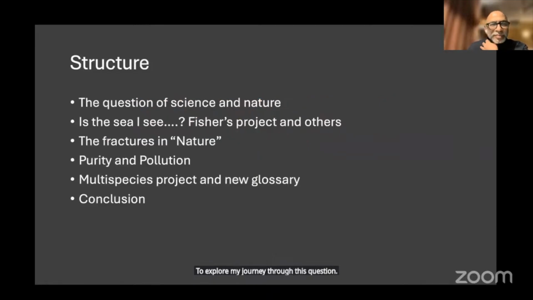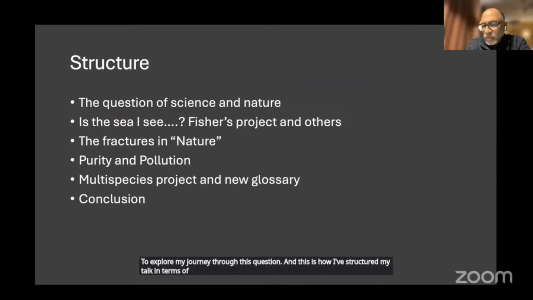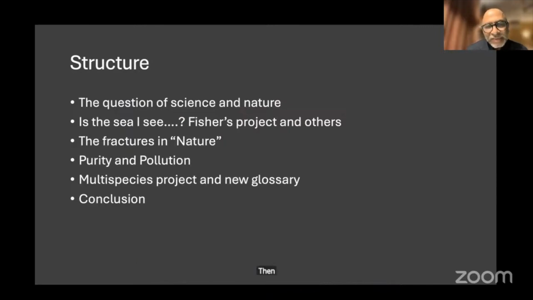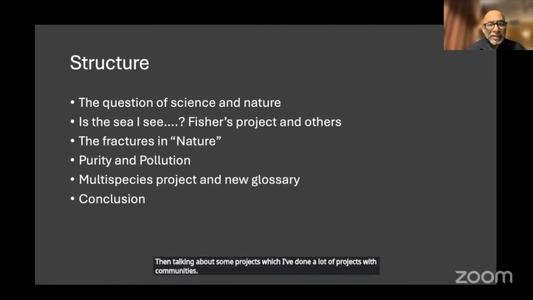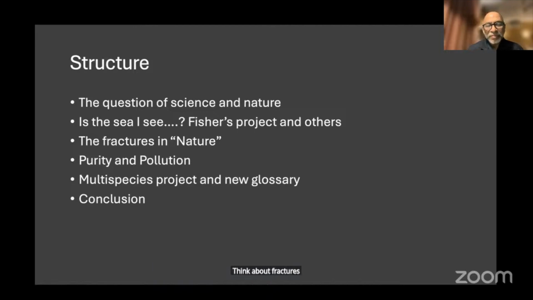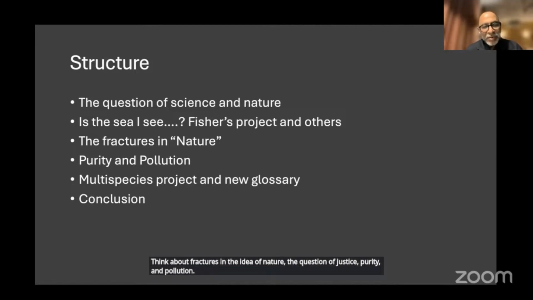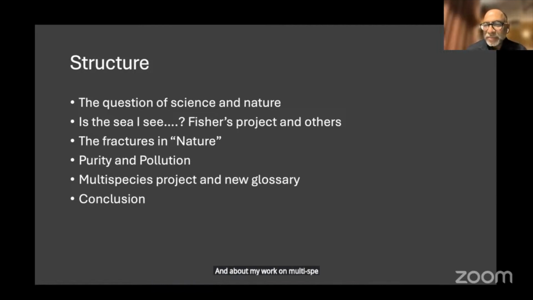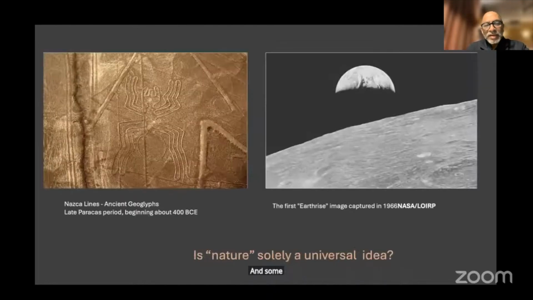And this is how I've structured my talk in terms of what you will hear from me today: the question of science and nature, then talking about some projects which I've done with communities, thinking about fractures in the idea of nature, the question of justice, purity, and pollution, and about my work on multi-species entanglements and the new glossary around it, and some conclusions.